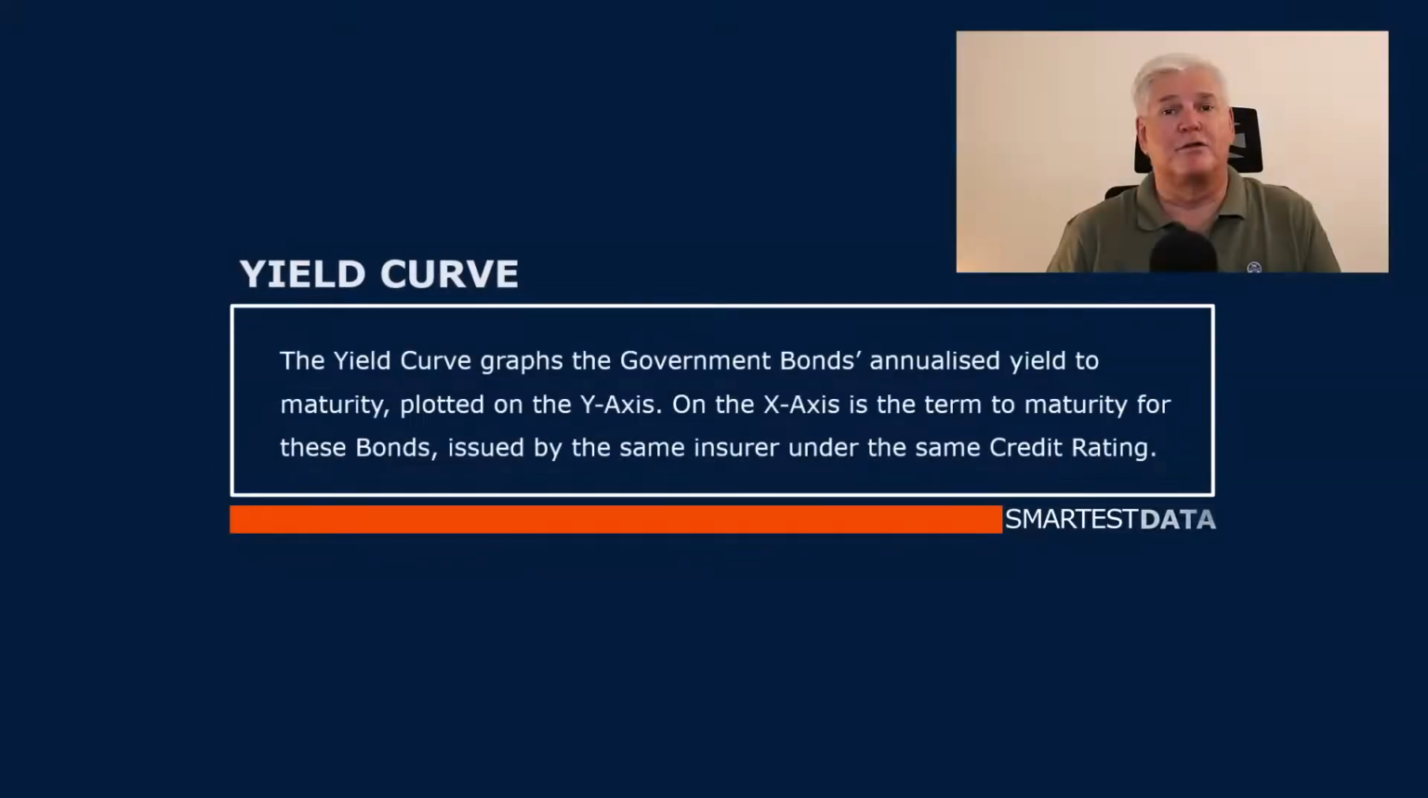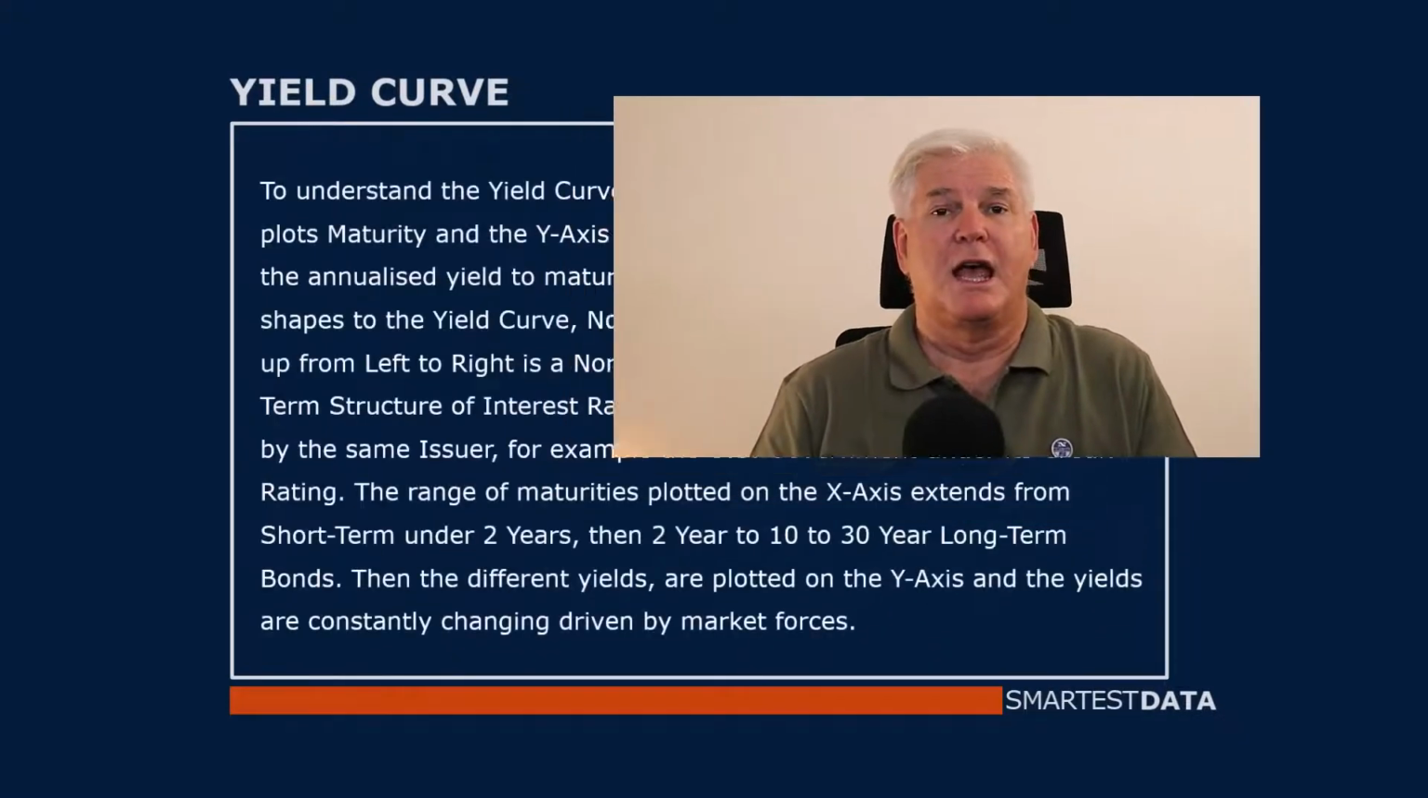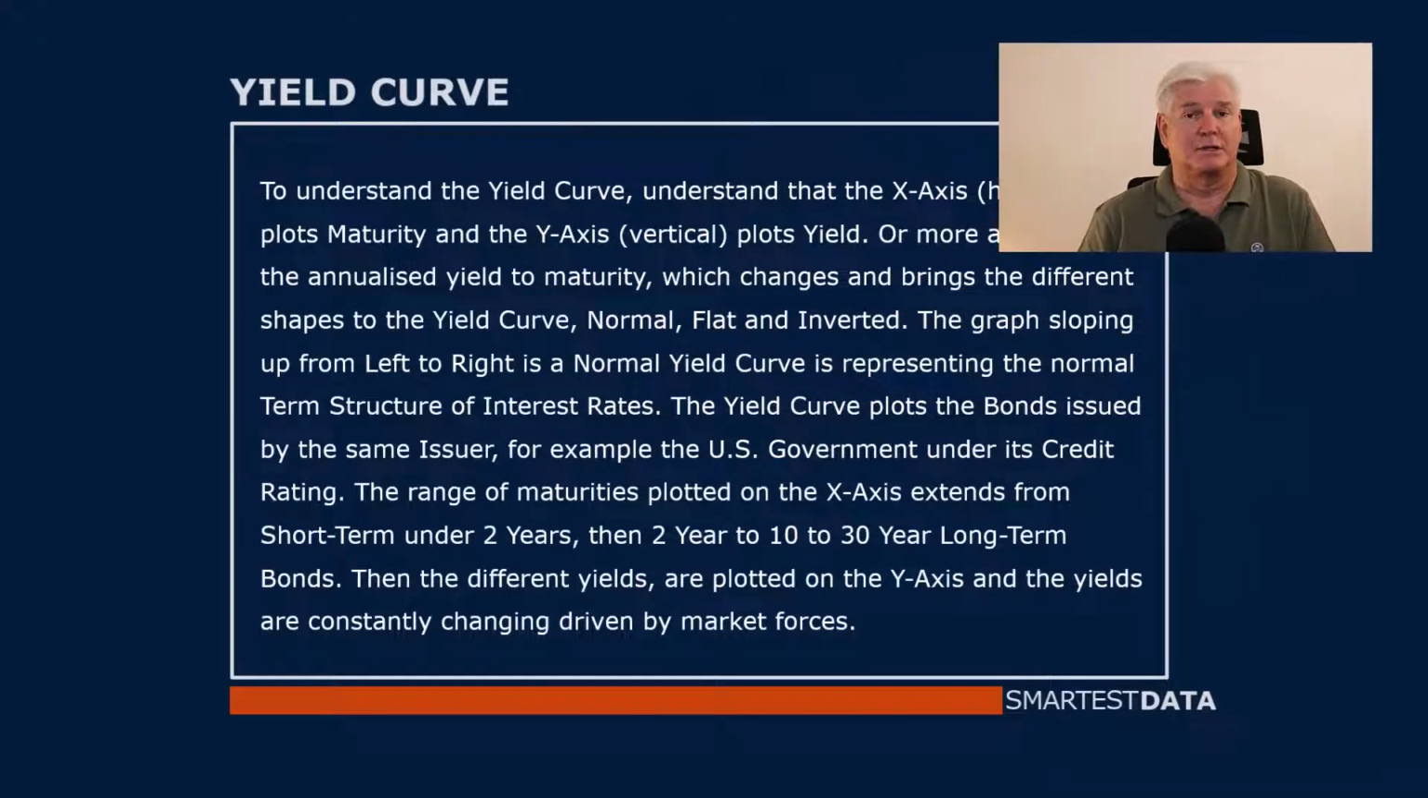The yield curve graphs the government bonds' annualised yield to maturity plotted on the y-axis. On the x-axis is the term to maturity for these bonds issued by the same issuer under the same credit rating. To understand the yield curve, understand that the x-axis, horizontal, plots maturity and the y-axis, vertical, plots yield.